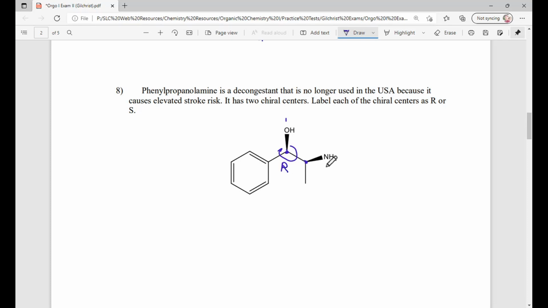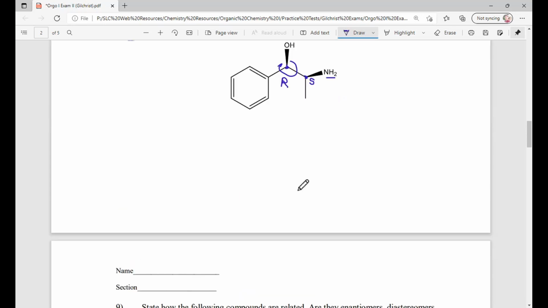This one, and the carbon right here. It's got NH2, a methyl, and this thing over here. What's that going to give you? S. I'm sorry, what'd you say? S. S. Yes, very good. My apologies, I'm a little deaf. So this is just going to be RS. Pretty straightforward. Any questions on that?